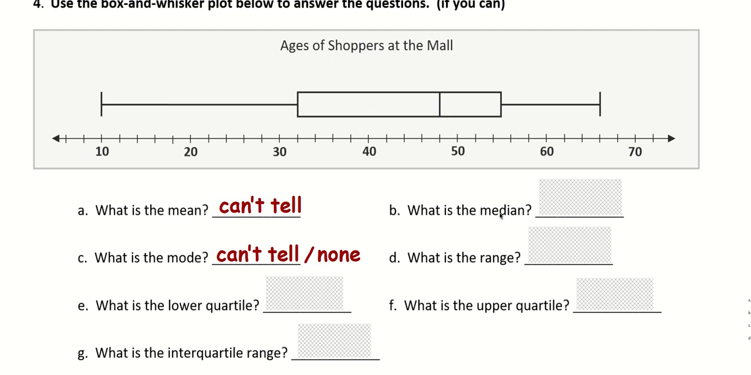What is the median? Well, remember, that line right there, wherever that's lined up, that is the median. So 48. All of these little notches go by 2. That's not 41, that's 42. And then 44, 46, 48. Did that catch you?